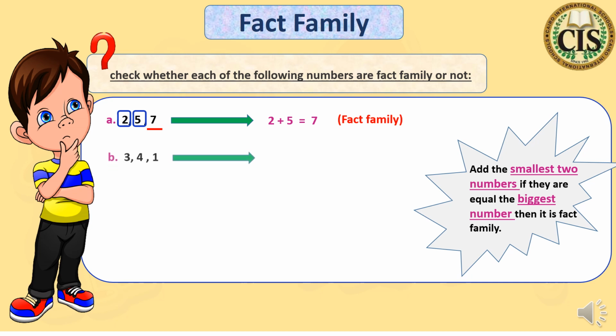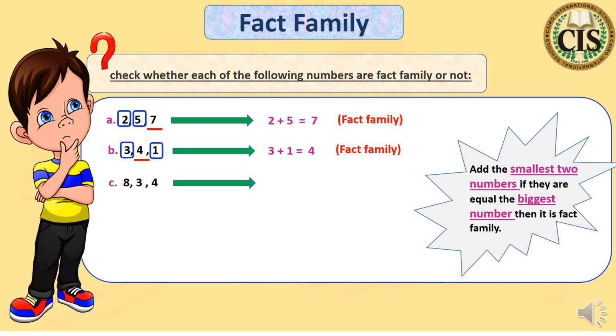The next question, we have 3, 4, and 1. Look here carefully to pick the smallest 2 numbers. The smallest 2 numbers will be what? They are 3 and 1. Can you add them together? 3 plus 1 equals what? 3 plus 1 equals 4. Equals the third number. Yeah, so 3, 4, and 1 can form a fact family.